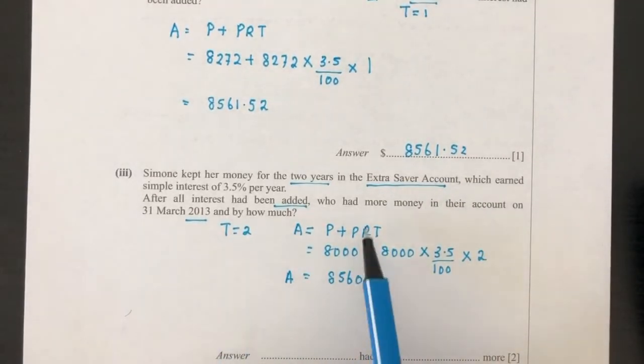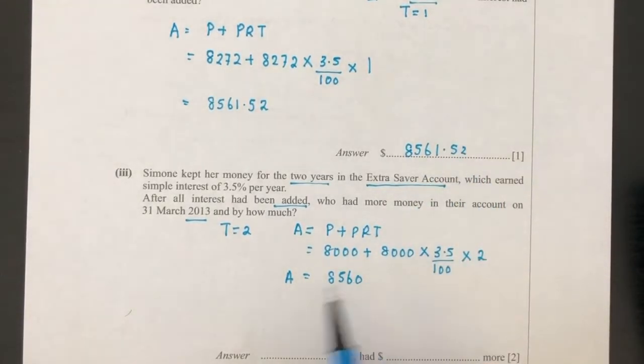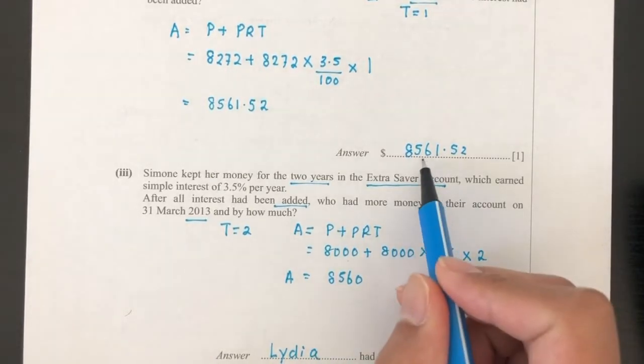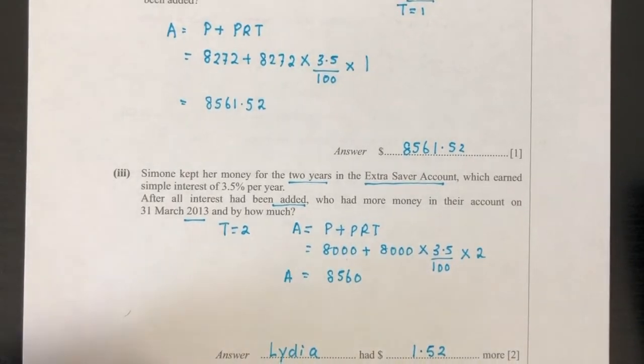Now the question is, who will have more money? So as you can see, Lydia will have more money than Simone. So you will say Lydia has how much more? So this minus this will be $1.52 more than Simone. Okay, so that will be question number 1.